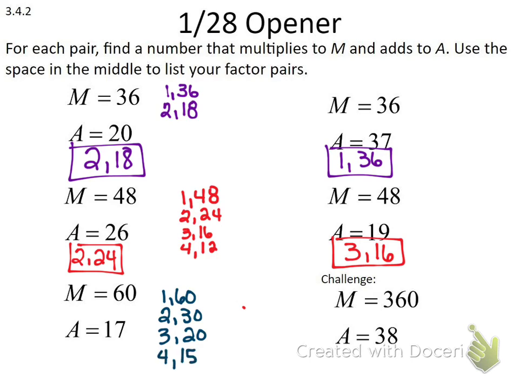And the answer is 5 and 12. 5 and 12. Y'all agree with them? Do the challenge. Who said it first? All right, Maddie?